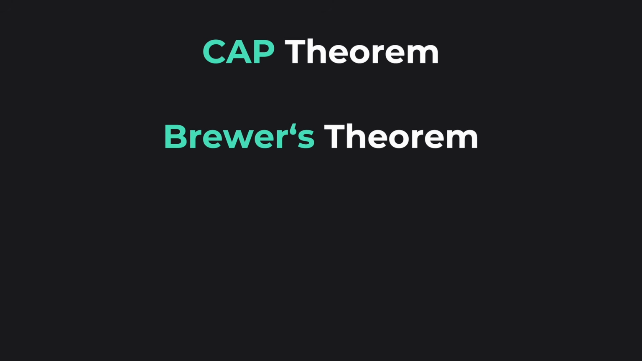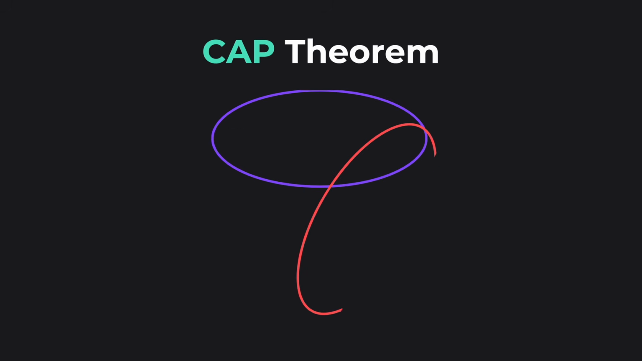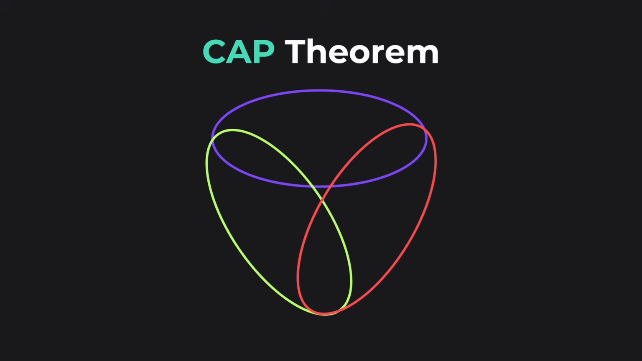Now let's take a moment to understand the crucial concept in system design, the CAP theorem, also known as Brewer's theorem, named after computer scientist Eric Brewer. This theorem is a set of principles that guide us in making informed trade-offs between three key components of a distributed system: consistency, availability, and partition tolerance.